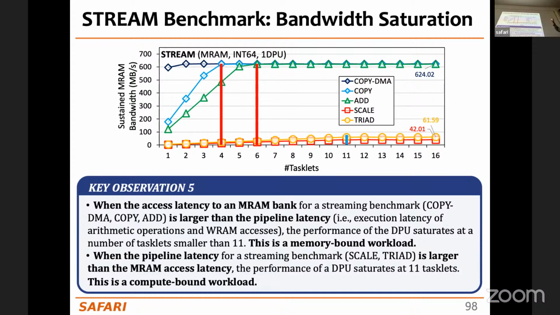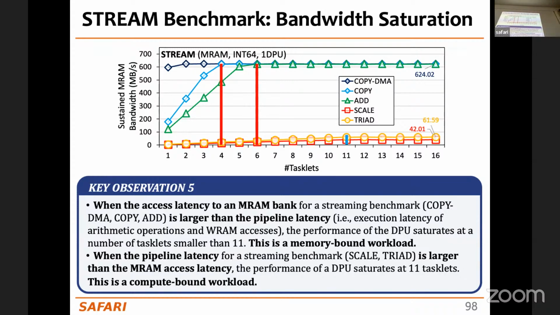But observe what workloads we are talking about. It's copy and add. Copy is just copy. There is no computation at all. We are just copying data from one part of the memory, the DRAM bank, to another part of the DRAM bank. So to do that operation, we can do it at maximum bandwidth without using more than 4 or 6 tasklets. In the add version of the STREAM benchmark, what we are doing is reading elements from 2 arrays, adding them and storing the result in a third array. So we are reading 2 elements and writing 1 element just for a single addition. So there is a lot of data movement, and that's why we also see a saturation point happening with less than 11 tasklets.